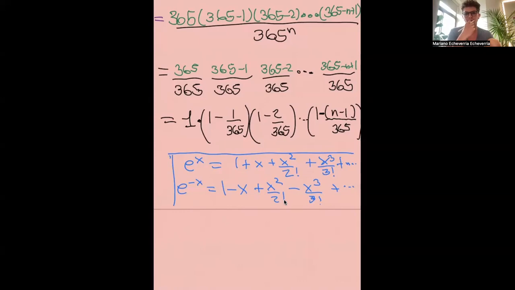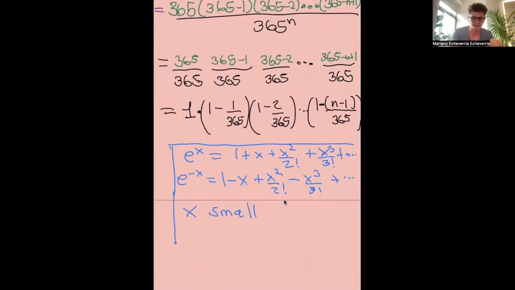So what does that mean? If x is really small, I can do something completely crazy and throw away all these higher terms. This is called the low value approximation for e to the minus x. So the approximation is that e to the minus x is approximately equal to 1 minus x.